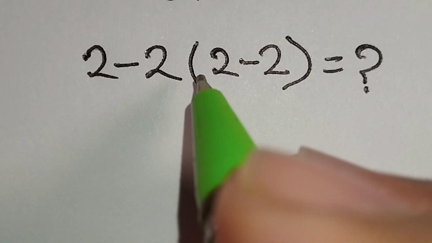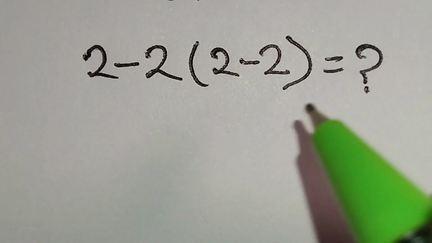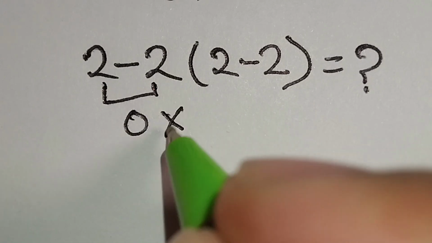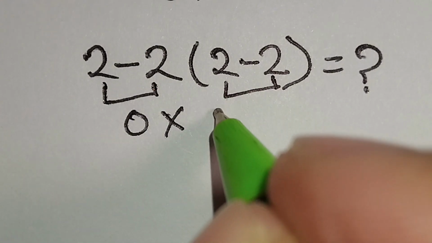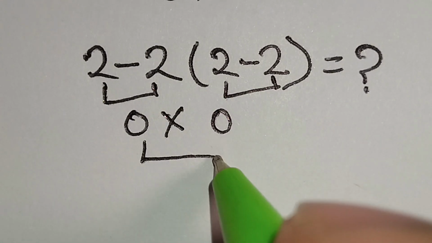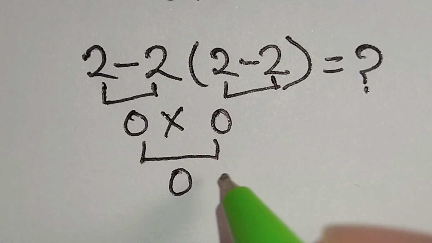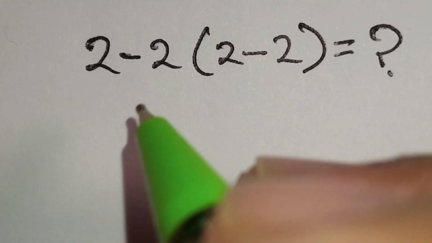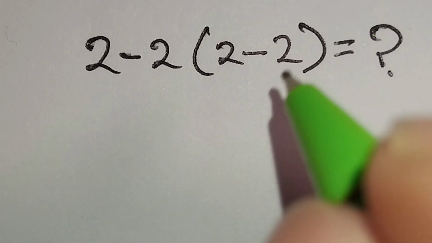2 minus 2 bracket 2 minus 2 is equal what? Here 2 minus 2 gives us 0, multiply 2 minus 2 gives us 0. 0 times 0 gives us 0, but it is not correct. Now I will apply PEMDAS rule to solve this math correctly.